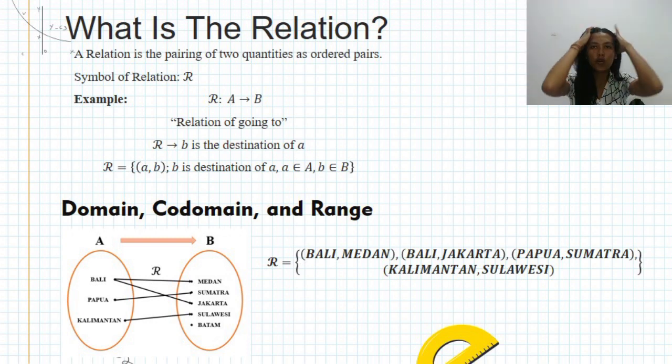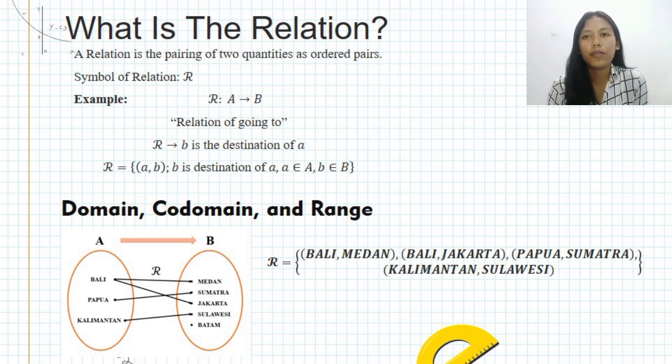Next, we have domain, codomain, and range. You can see on the screen, this is why flying tickets are related to relations. A to B: Bali to Medan, Bali to Jakarta, Papua to Sumatra, Kalimantan to Sulawesi. So, R is equal to the set of (Bali, Medan), (Bali, Jakarta), (Papua, Sumatra), and (Kalimantan, Sulawesi).